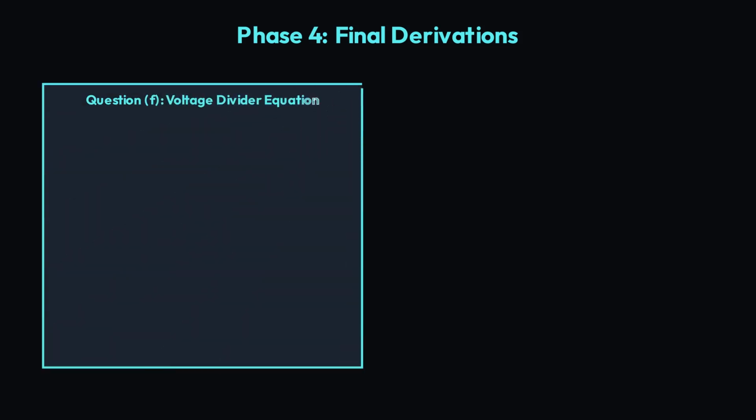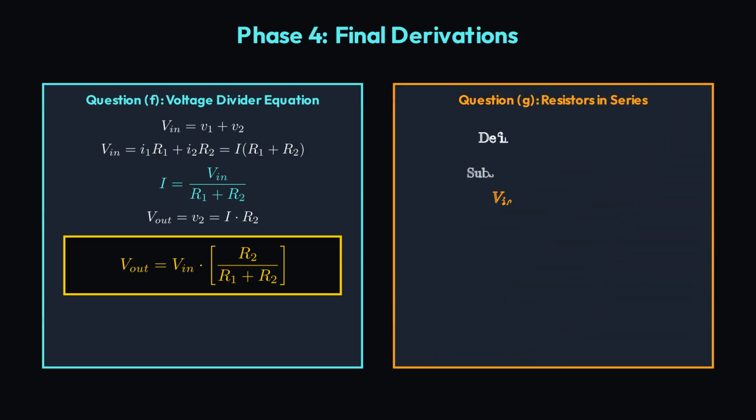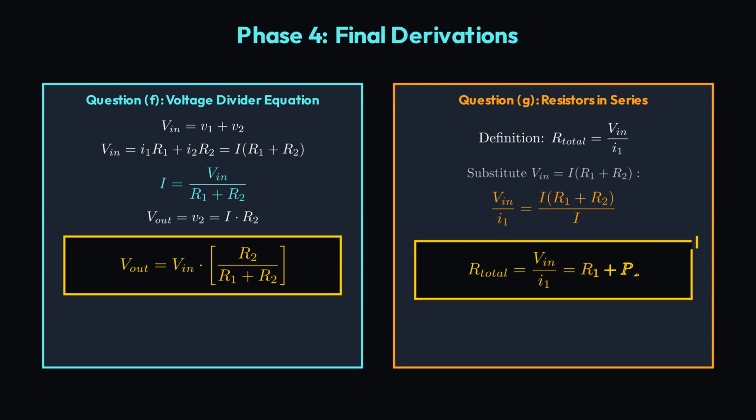Phase 4. Final derivations. Now we combine our findings to derive two key fundamental formulas. First, for question F, we express Vin as I1 times R1 plus I2 times R2. Factoring out the common current, I gives Vin equals I times the quantity R1 plus R2. Solving for current, I equals Vin divided by R1 plus R2.